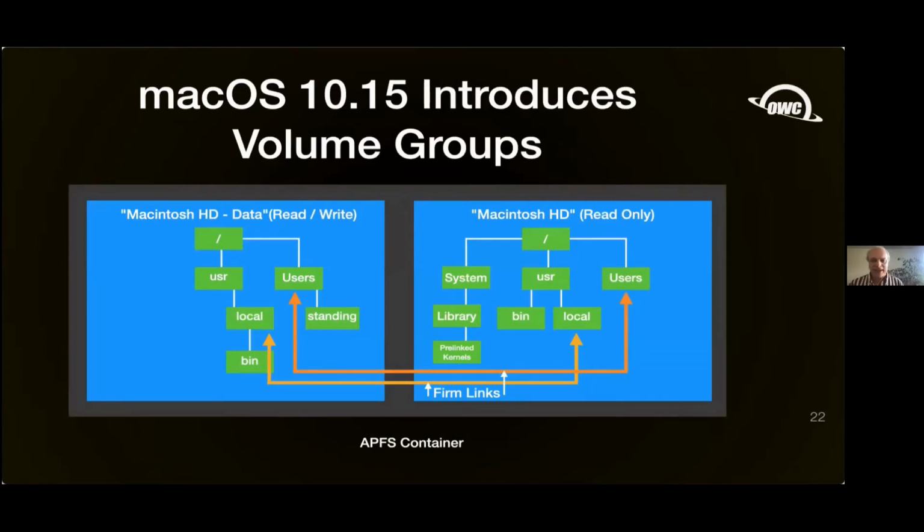The next step that Apple did was with the introduction of 10.15. They introduced what's called volume groups. So the goal was around this time, or in 10.14, we want to make macOS as secure as iOS is.